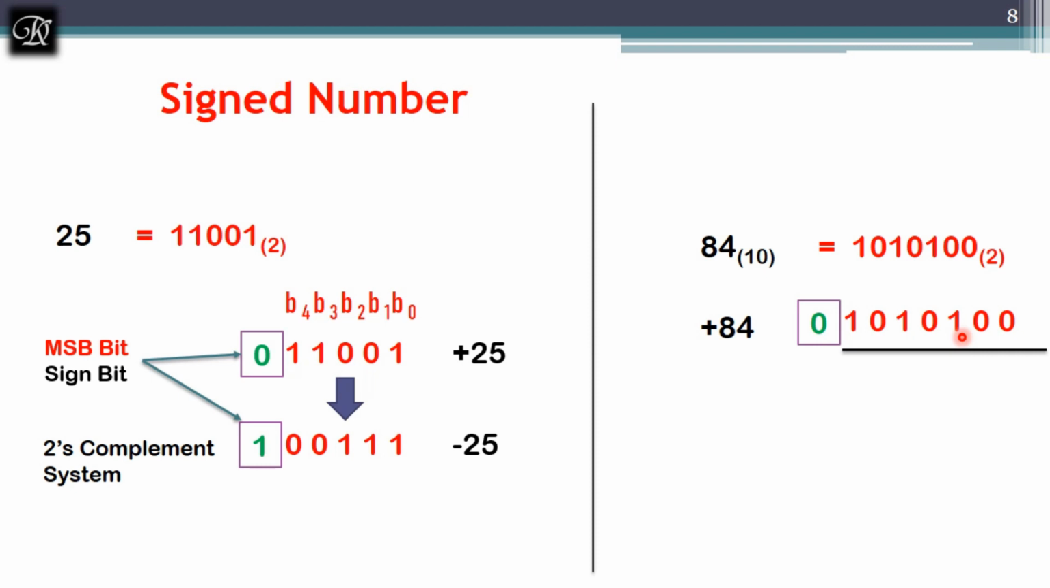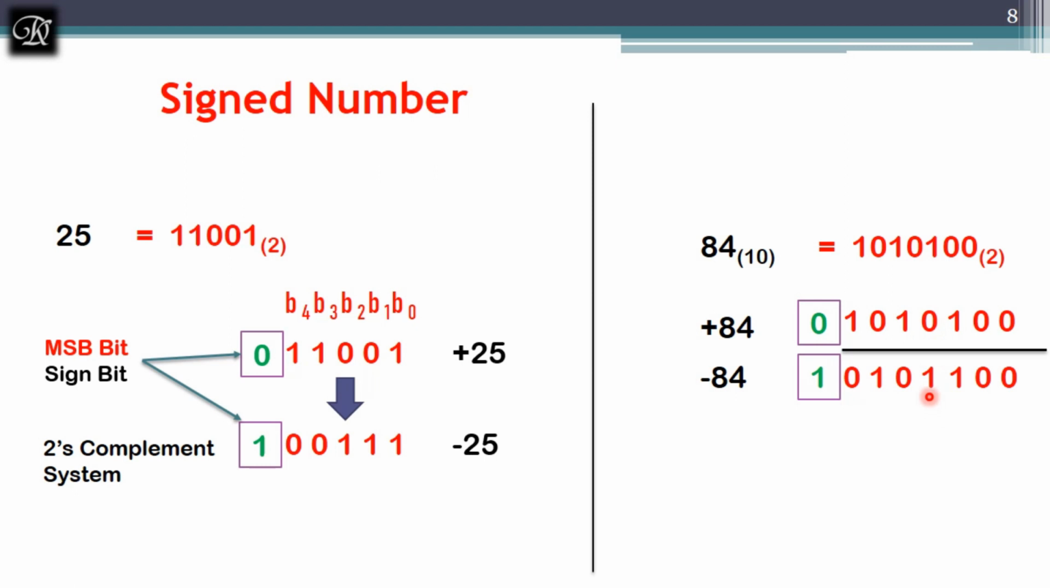How to find the 2's complement? Start from B naught, that is the LSB, until you find a 1 in any of the bits. You have to write those bits as they are, and for whatever remains after that, you have to find the 1's complement.